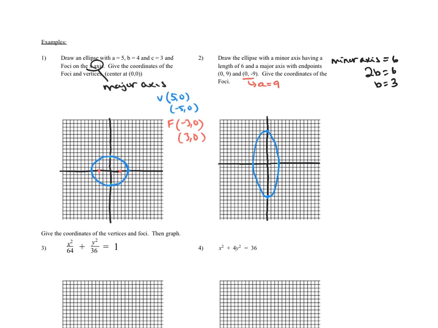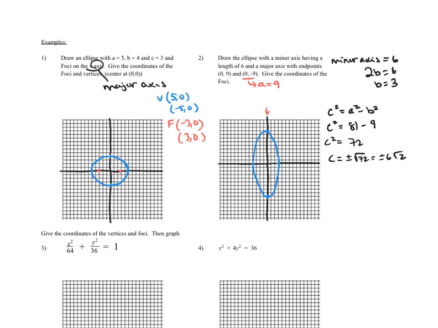So to find our foci, we need our c value. So we know that c squared is equal to a squared minus b squared. So c squared is equal to 81 minus 9. So c squared is 72, which means that c is plus or minus root 72, which is plus or minus 6 root 2. The foci will be on the major axis, so they'll be somewhere on this y-axis.